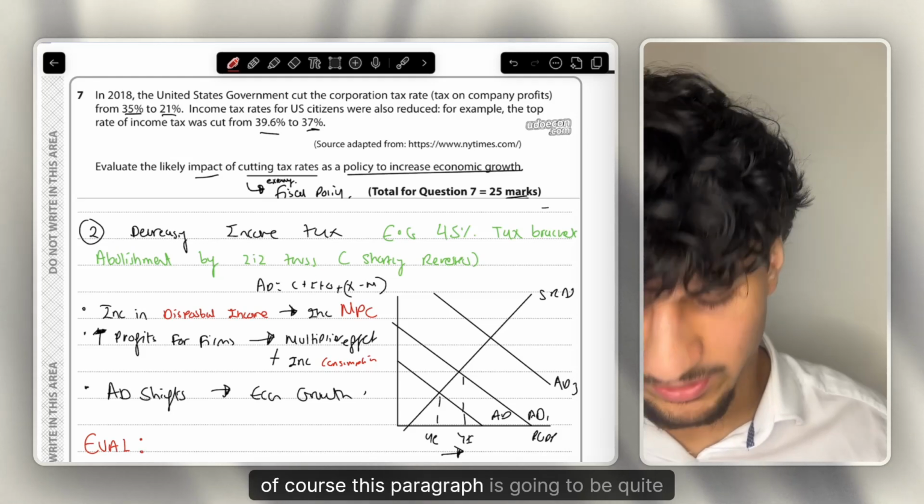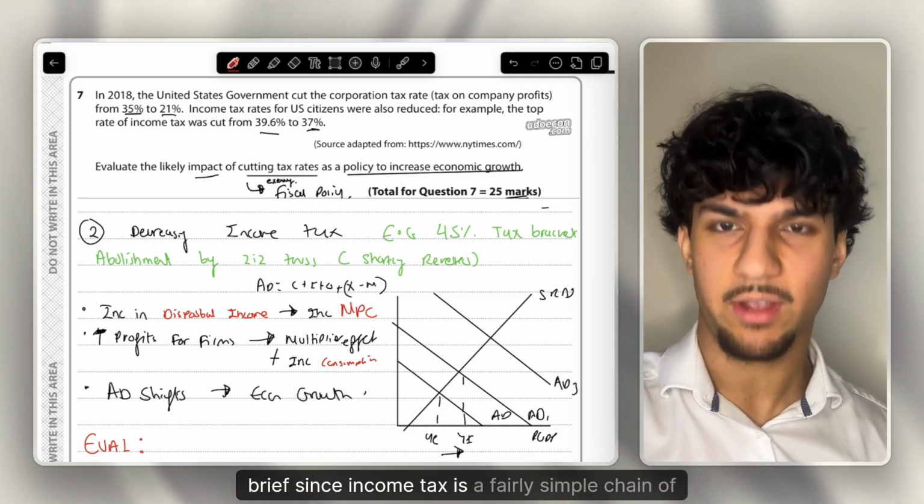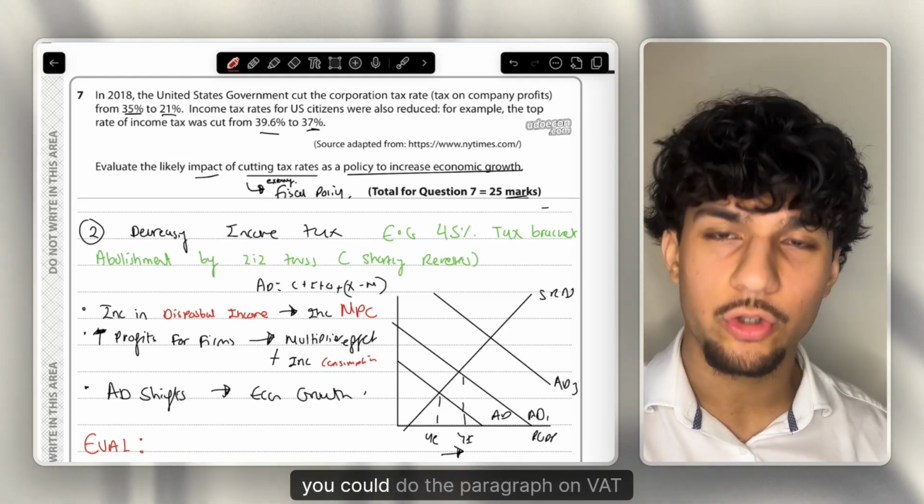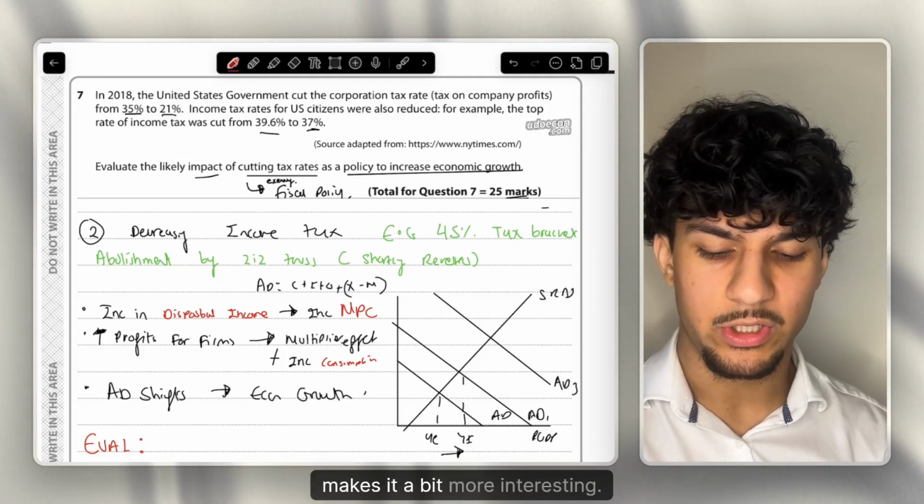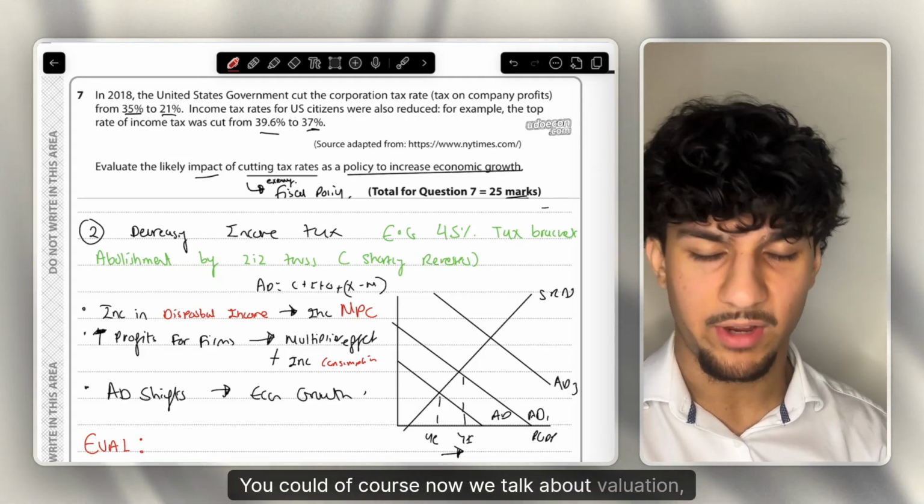And of course, this paragraph is going to be quite brief since income tax is a fairly simple chain of analysis. Like I said, you could do the paragraph on VAT. It makes it a bit more interesting. You could, of course, now we talk about valuation.